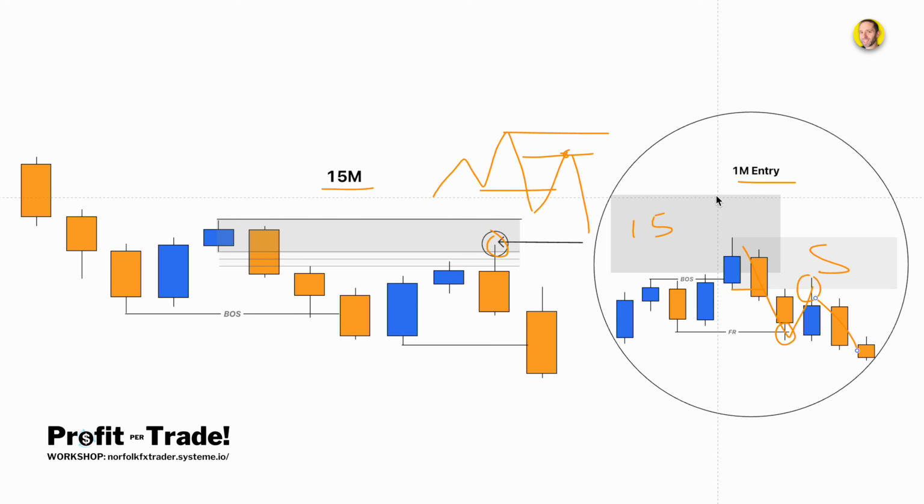This will help you to identify entries on very short pullbacks like we see here, for a quick entry to target that weak low on the 15-minute for a very good risk to reward, and potentially stop you missing out on good trades.